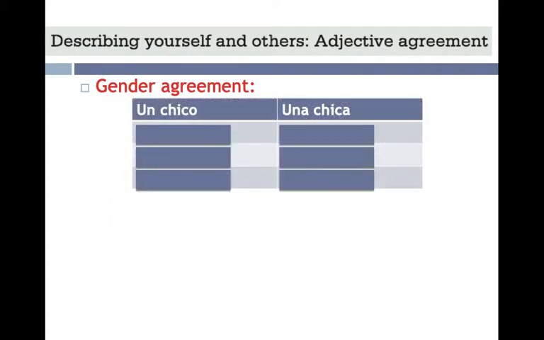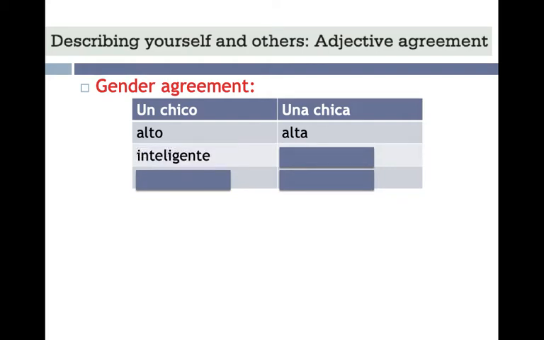So gender agreement, we have un chico, una chica. Let's say we wanted to say a tall boy, un chico alto. How would we say a tall girl? Una chica alta. How about an intelligent, a smart boy? Un chico inteligente. Does anything happen to una chica inteligente with chica? Nope, it ends in an E, so it stays the same.